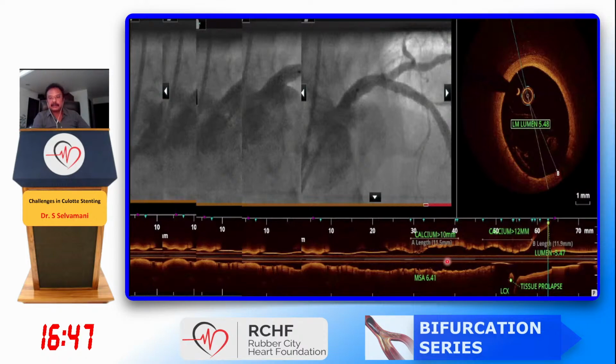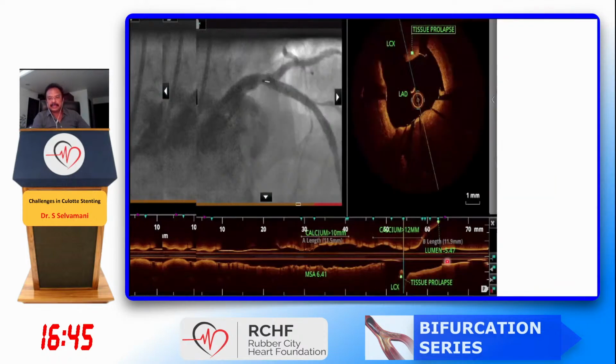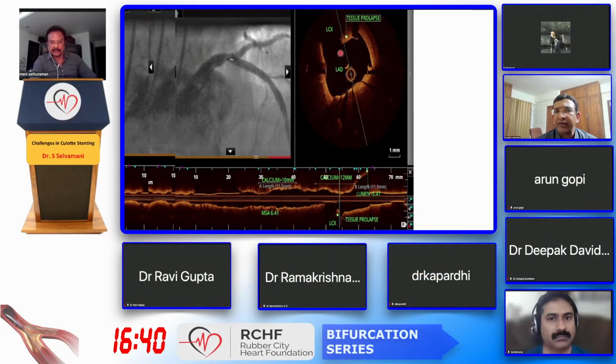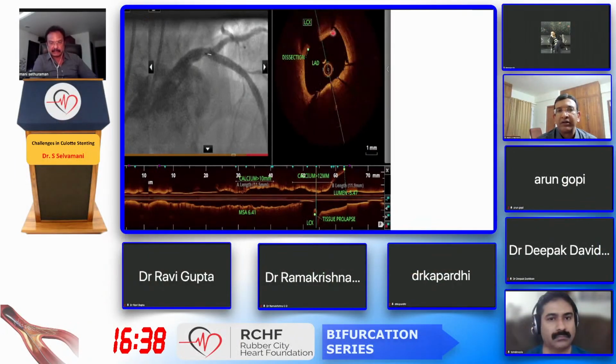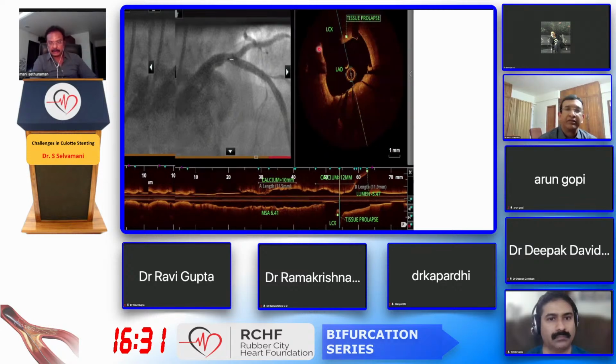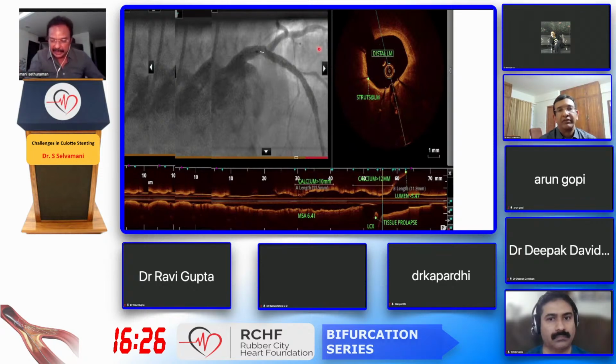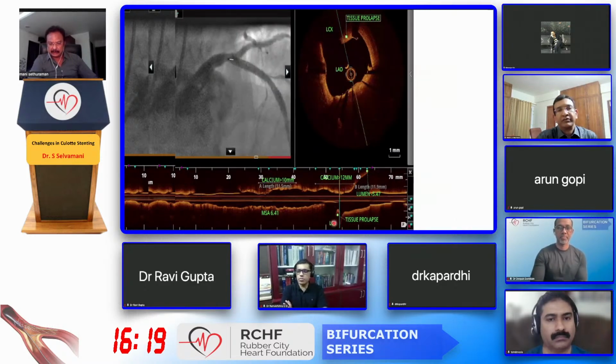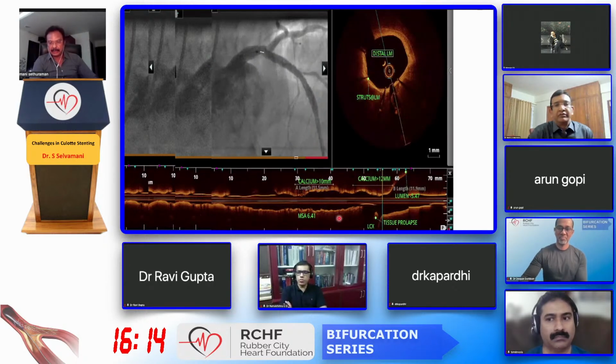Do you say tissue prolapse, Mani? Yeah, there is a dissection and something protruding here. See, this is a dissection which has gone there, and there is some protrusion also beyond the dissection. I think that's why I called it that, but you can take it in anyway. When you see the other images, you will appreciate it. The reason why I did it is that even after stenting, this was persisting. Looking at all those things, I've labeled it like that.